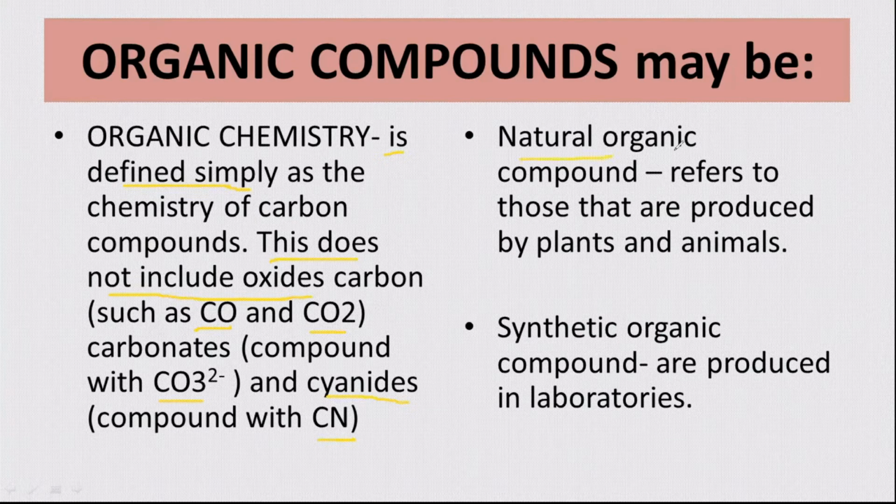Organic compounds can be natural or synthetic. Of course, when we say natural organic compounds, these refer to those produced by plants and animals, living things or living systems. When you say synthetic, these are compounds produced in laboratories. Examples of this are detergents, chemical dyes, and other industrial chemicals that do not occur naturally. So those are the examples of synthetics, or the difference between natural and synthetic compounds.